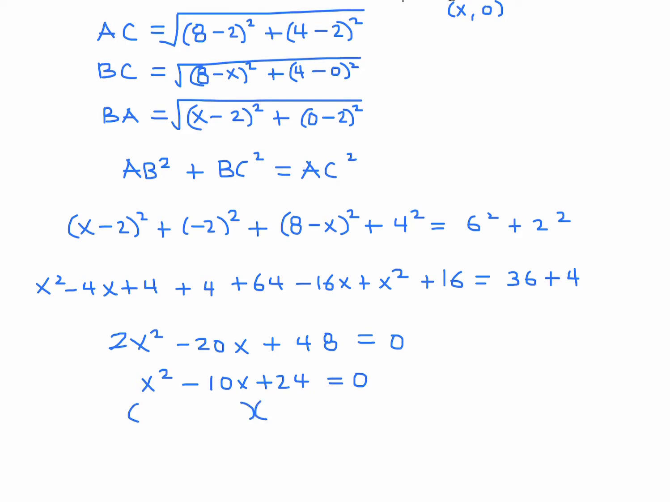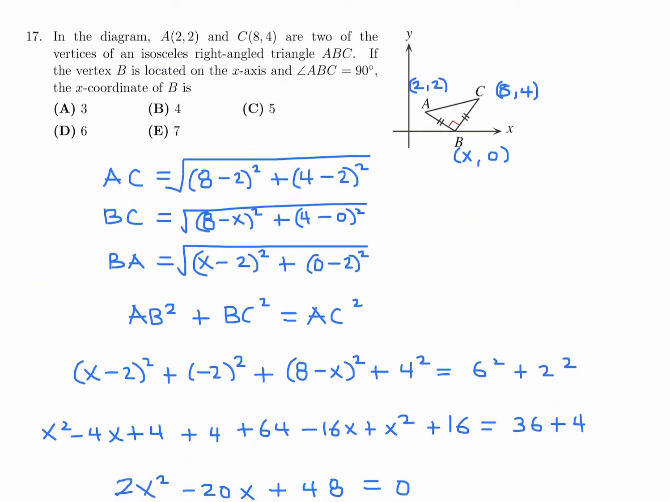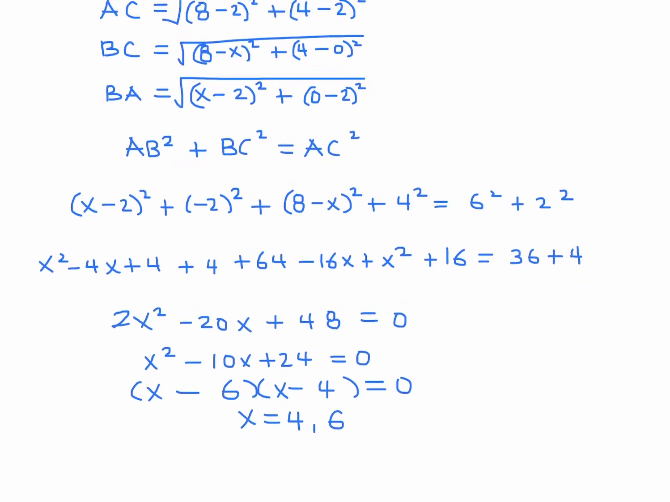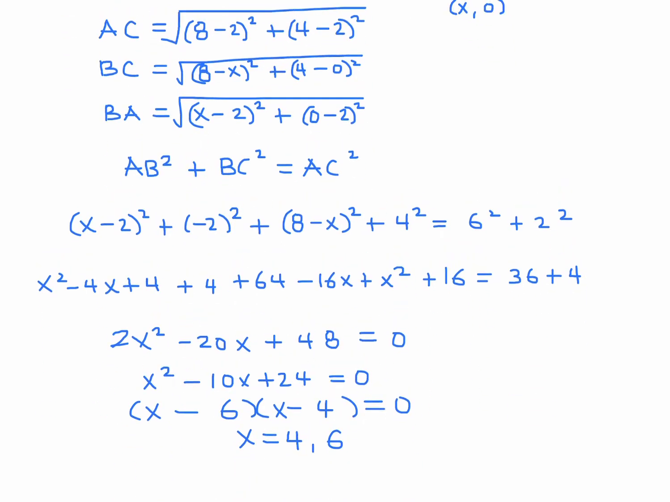And I can factor this, and it gives me x = 6 and x = 4, minus minus. So that gives me two values of x. Okay, let's see here. 6 and 4 are both answer choices. All right, well, obviously, I've got to figure out which one is correct. So how do I do that?